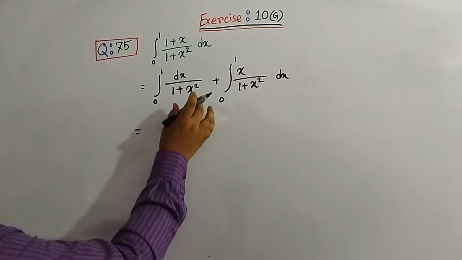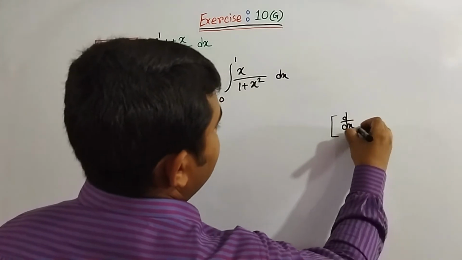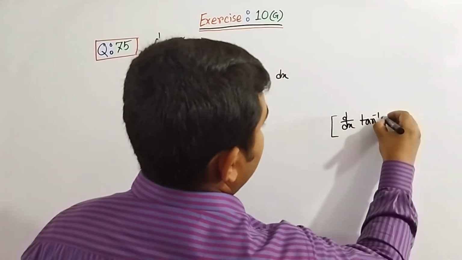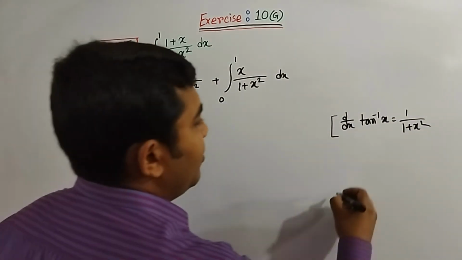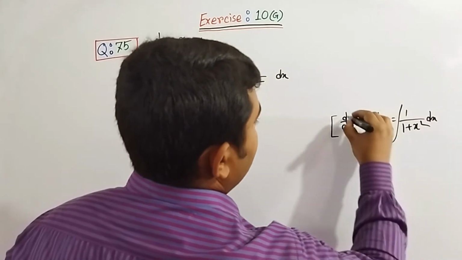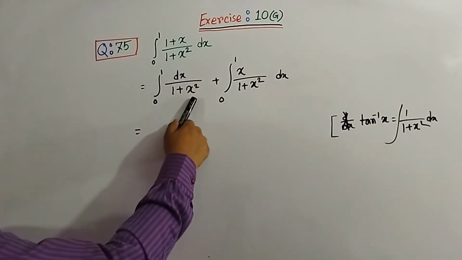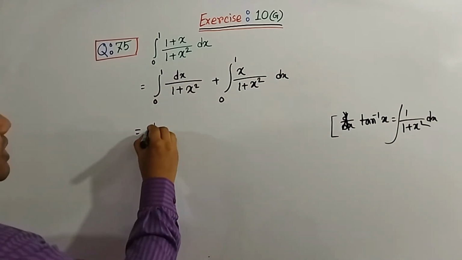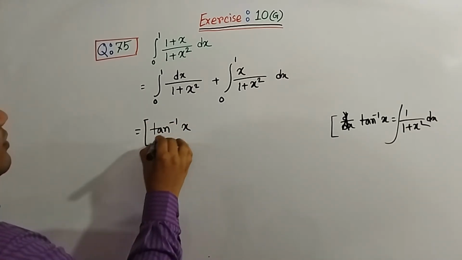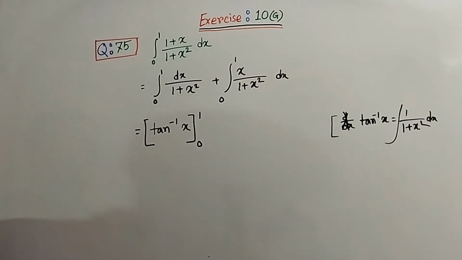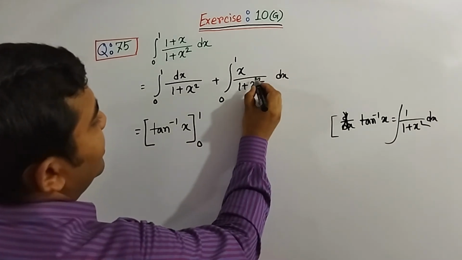Here this part can be written as what? We all know that d/dx of tan inverse x was 1 over 1 plus x square. So now if we integrate this part, then we get tan inverse x plus C. So here was 1 over 1 plus x square. If we integrate this part, that must be what? Tan inverse x, and obviously the limits 0 to 1 will be there. And here we have seen that this is x square and here is x.